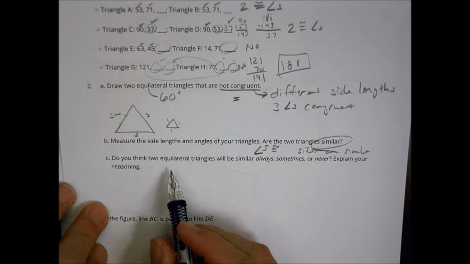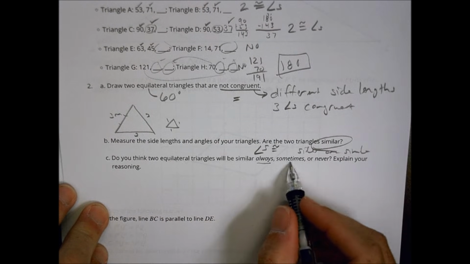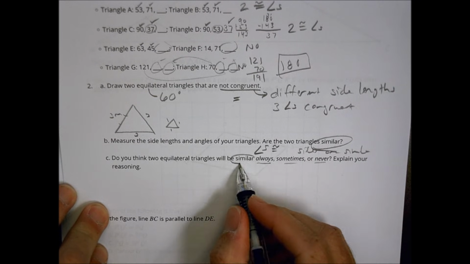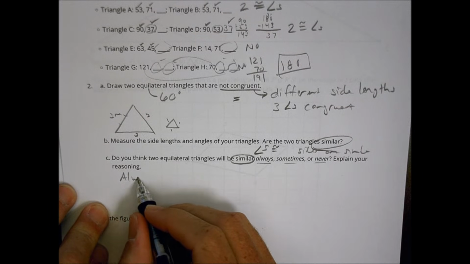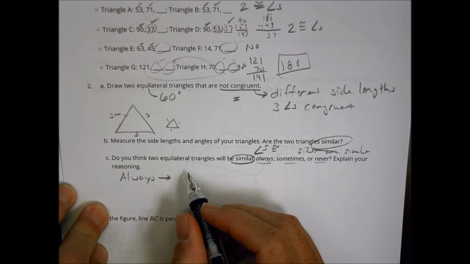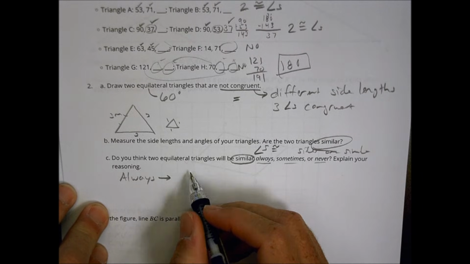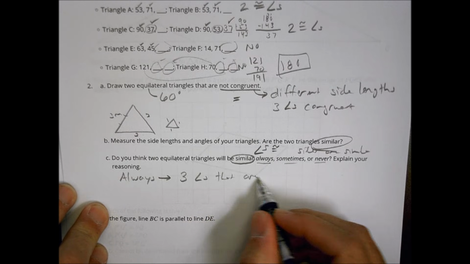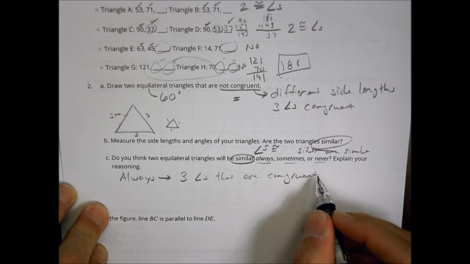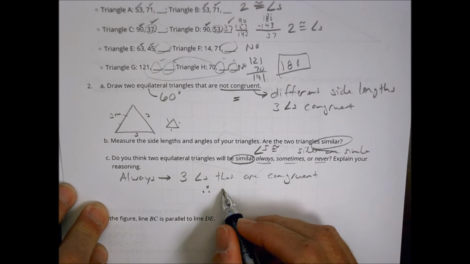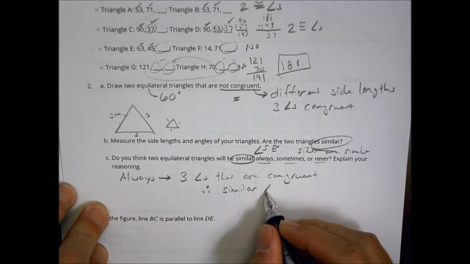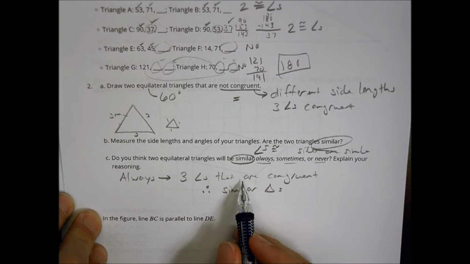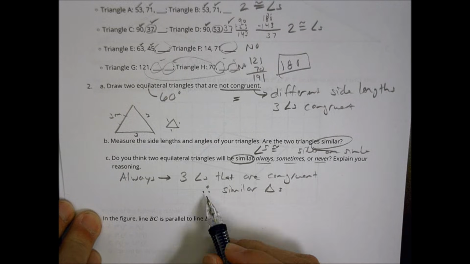C, do you think 2 equilateral triangles will be similar always, sometimes, or never, and explain your reasoning? If we're talking about similarity, I would go with always similar. And the reason for that is they have 3 angles that are congruent. Therefore, we have similar triangles. Okay, so we're going to say there's 3 angles that are congruent, which will make us say that they're going to be similar triangles.